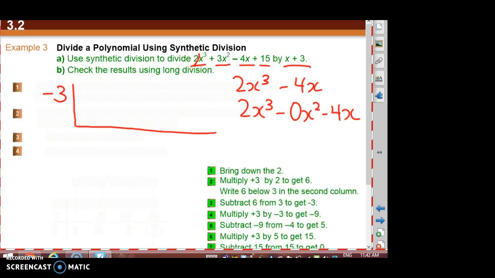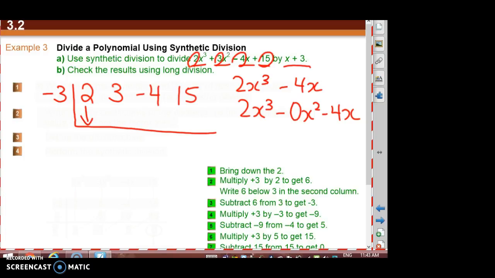Because all we're going to do is take the numbers in front of the x's, and the last guy doesn't have an x. So we're writing 2, 3, a minus 4, and a 15. No x's go in for synthetic division. We're just putting the numbers that were in front. And that's why it's important you put a placeholder if necessary.